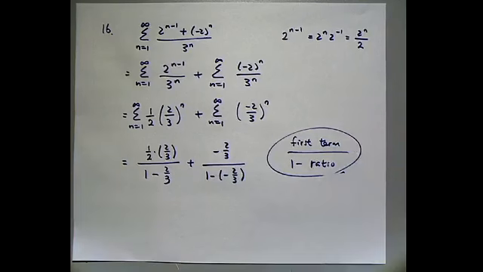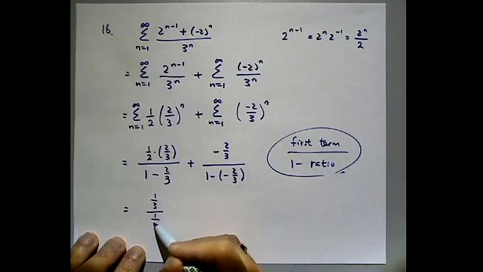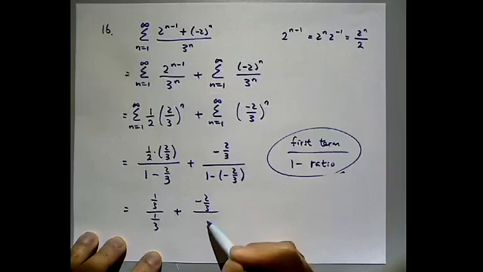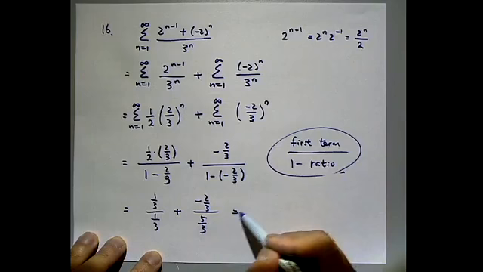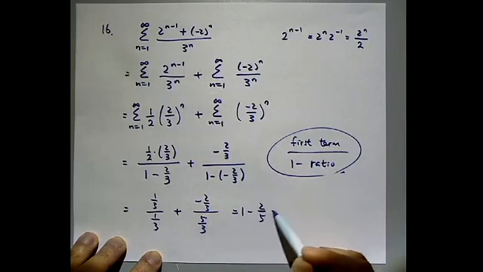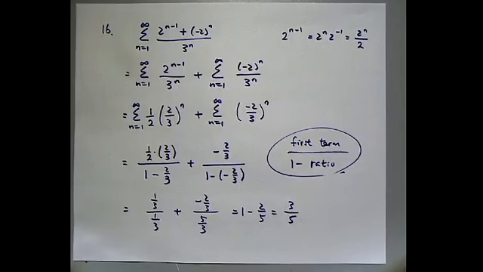So that's the way to find sums. What does it turn out to be? This is 1/3 over 1 minus 1/3 ... plus minus 2/3 over, what is that, 5/3? Sure. So that's 1 minus 2 over 5, and that's 3 over 5. Okay?